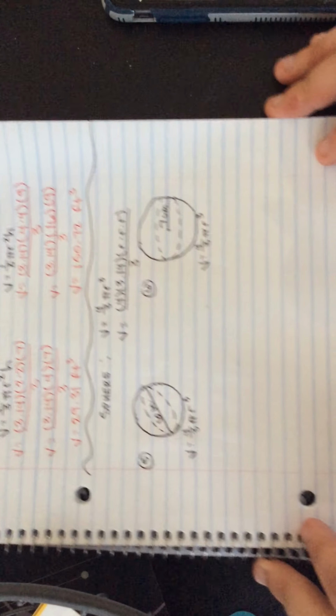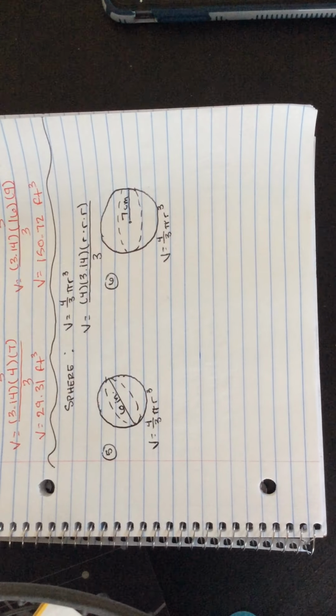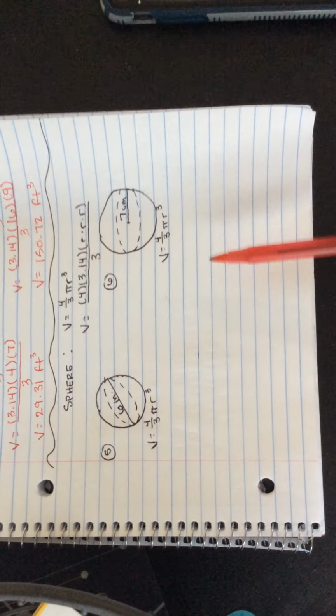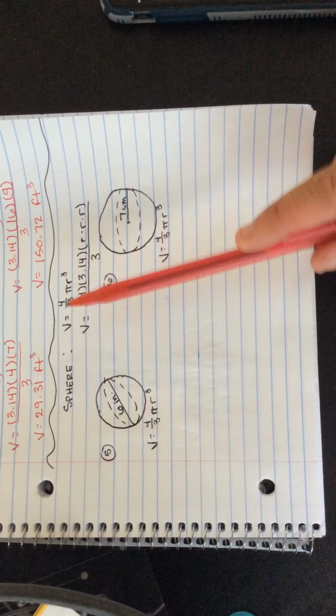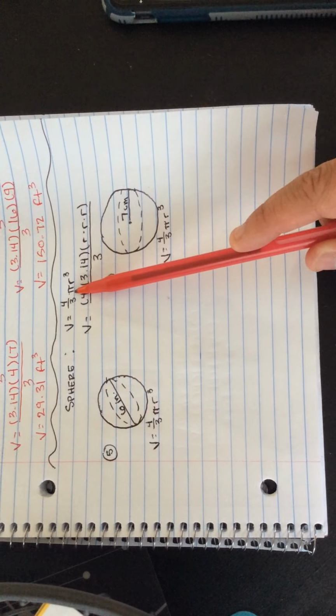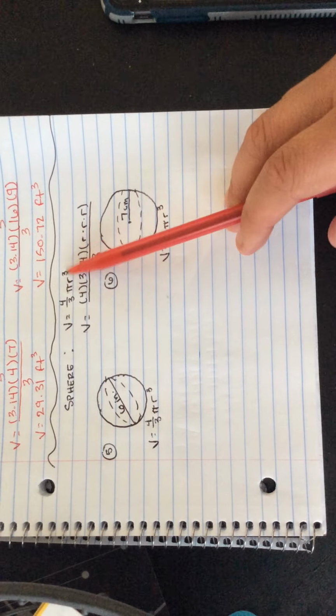Alright, our last shape is a sphere. What a sphere is basically a ball. Think of a bouncy ball, basketball, soccer ball, whatever you want. Okay? Now, our formula for this one is a little bit different. It's 4 over 3, so we'd say 4/3 times pi times radius cubed.